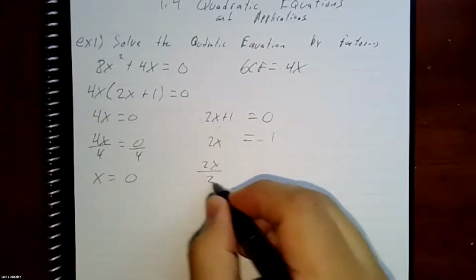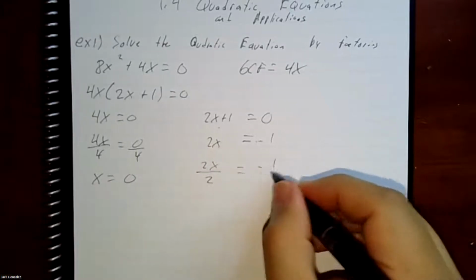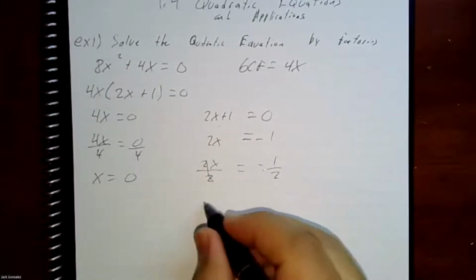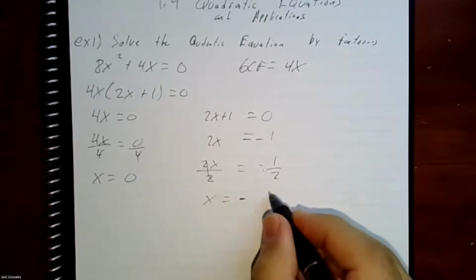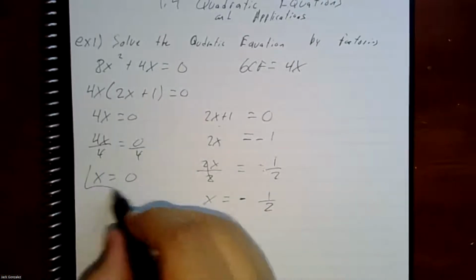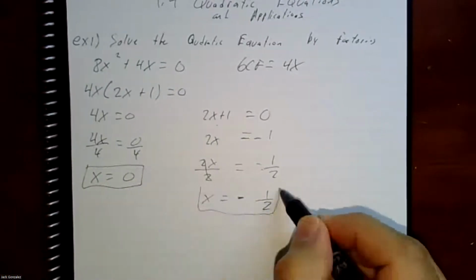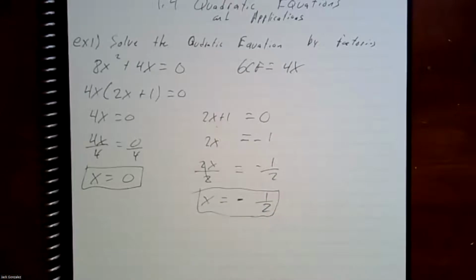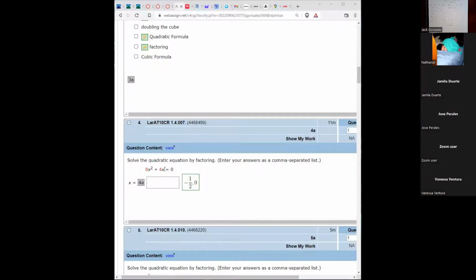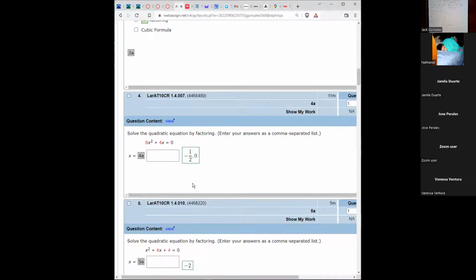Final step, divide by 2. So x is -1 over 2. So we have our two answers. They should both work. So on the first example here, the first type of problem you're going to run into is GCF factoring. And since we didn't do anything fancy, you don't have to check your solution. You only have to check if you square both sides.